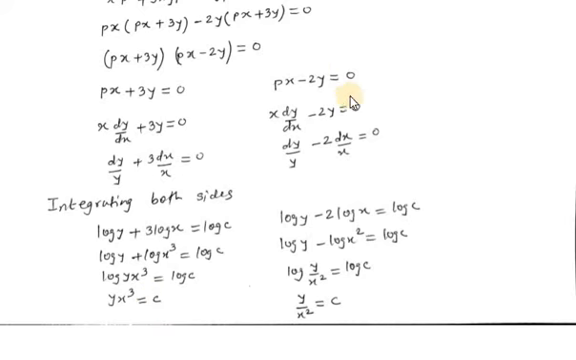Now similarly, repeating the process for px minus 2y equals to 0, x as it is, p is dy by dx, minus 2y equals to 0.